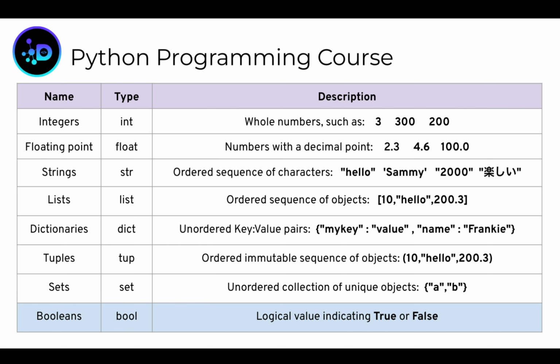Last, we also have booleans, which are represented as bool. Booleans are basically logical values indicating whether a statement is true or false. One thing to take note of is that when you are writing a boolean, it always starts with a capital letter T and a capital letter F. In other programming languages, they represent booleans as lowercase true and lowercase false. So if you try to do that in Python, you're going to come up with a logical error or a syntax error.